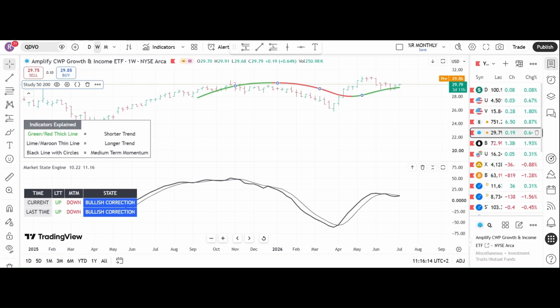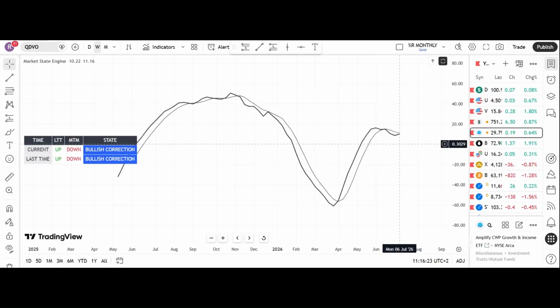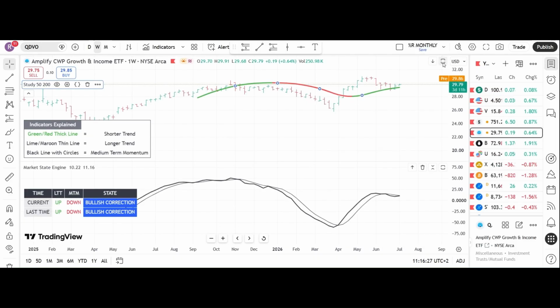The Amplify CWP Growth and Income ETF didn't cross yet, and I kind of trust this as an indicator also for the US market as a whole. So they do not have as strong an upward medium-term momentum as on the SPY, and it is continuing its bullish correction.